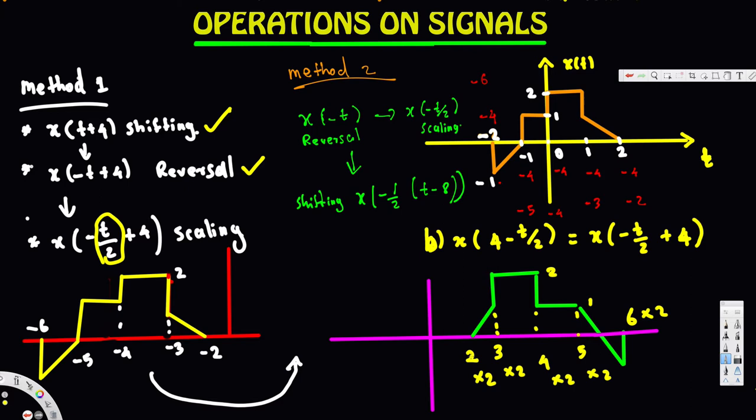Let's write with a different color. So this is gonna be 4, this is gonna be 6, this is gonna become 8, this is gonna be 10, this is gonna be 12. So we are going to shift it like this. So the new graph will look like something. I have to get rid of this one. Okay, so this is the last step. Let's get rid of this part and draw our final graph.